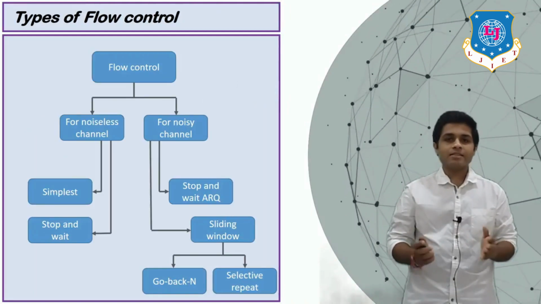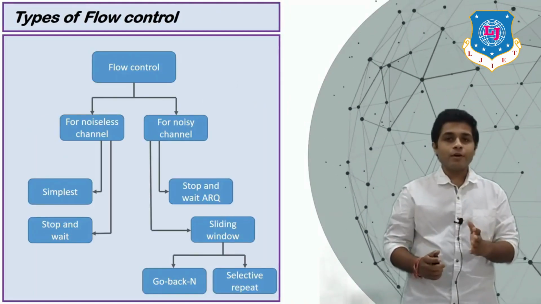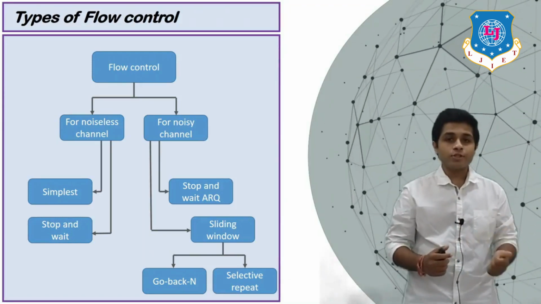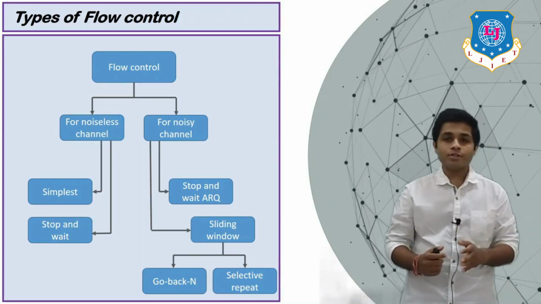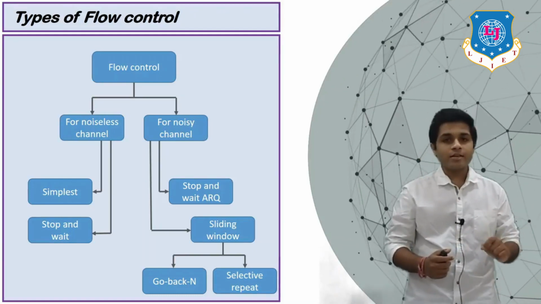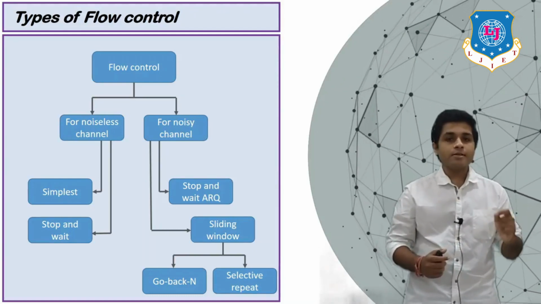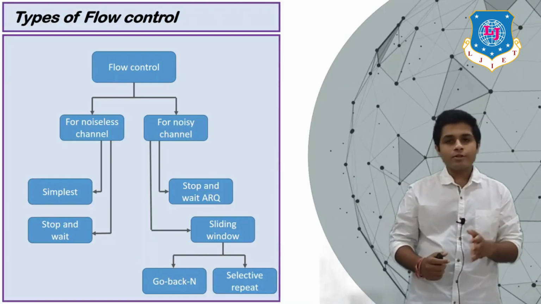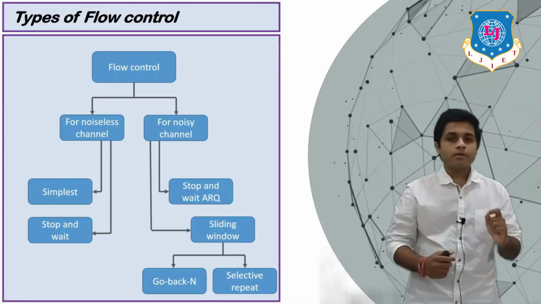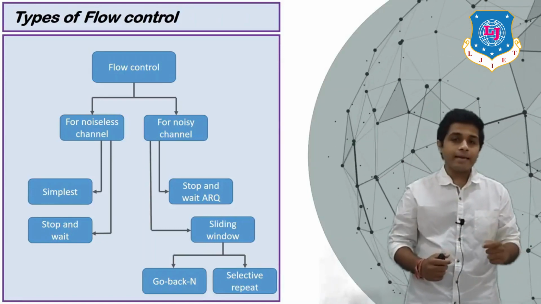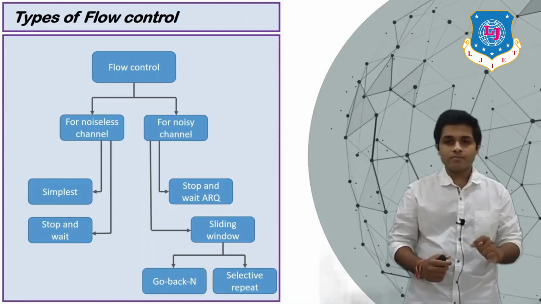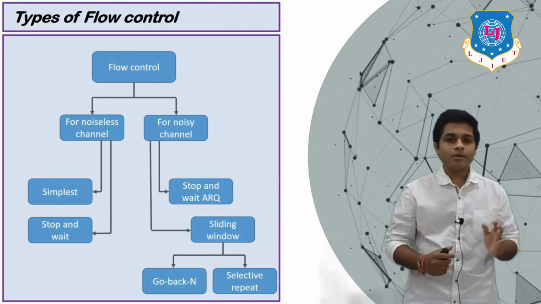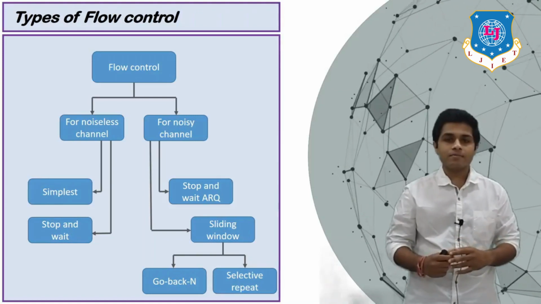Now let's see the types of flow control. Flow control is divided into two main types: one for noiseless channel and one for noisy channel. The noiseless channel has two types, which are Simplex Protocol and Stop and Wait Protocol. The noisy channel also has two types: Stop and Wait ARQ and Sliding Window. And you can see that Sliding Window is further divided into two categories, Go Back N and Selective Repeat.